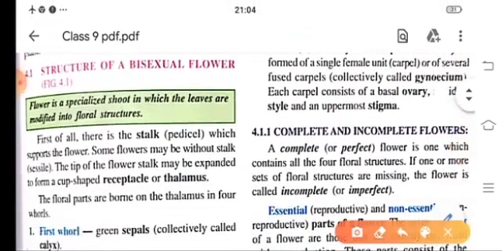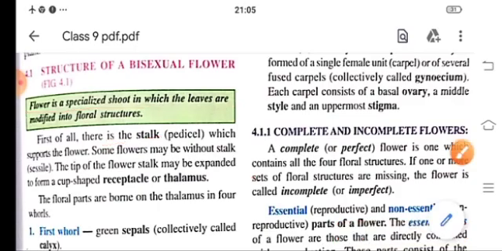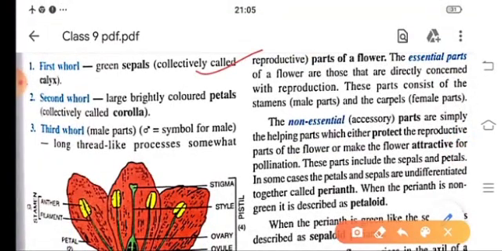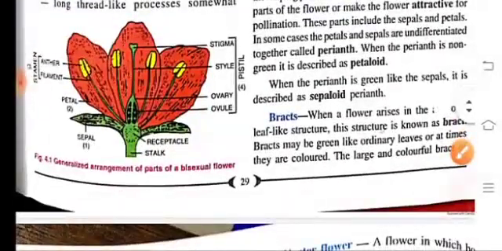So let's see. The flower is a specialized shoot in which the leaves are modified into floral structures. So first of all, there is a stalk on which all the floral parts of the flowers are there. This structure is known as thalamus or the receptacle. Now, first whorl of the flower is the sepal, which is collectively known as calyx. Second whorl of the flower is the petals or the corolla. Third whorl of the flower is androecium, and fourth whorl is the gynoecium.